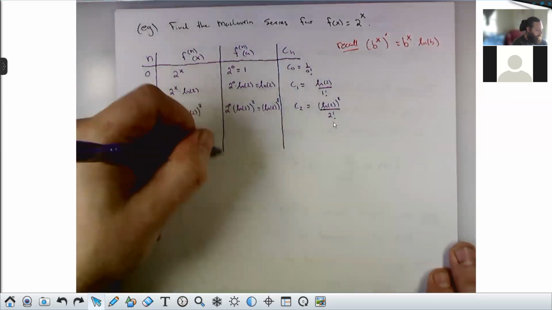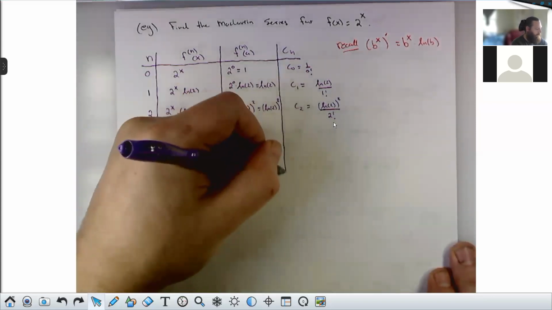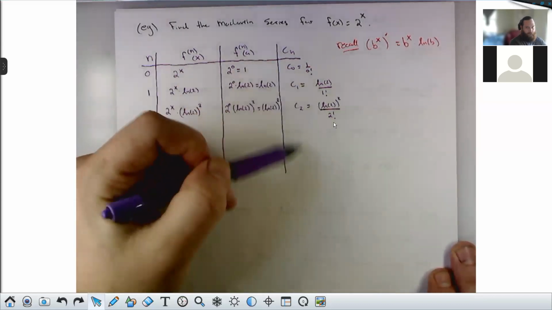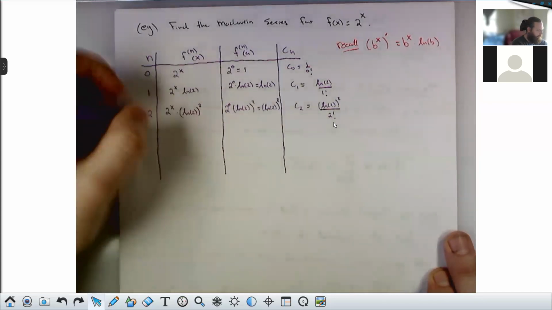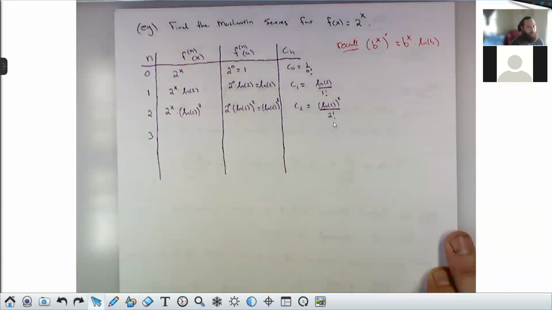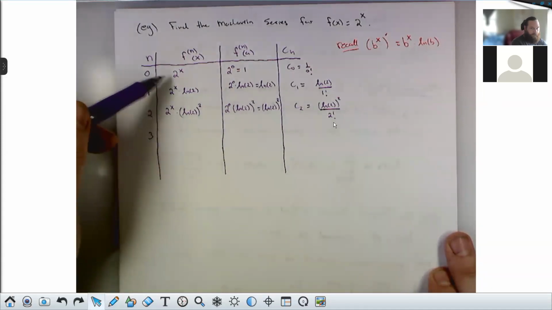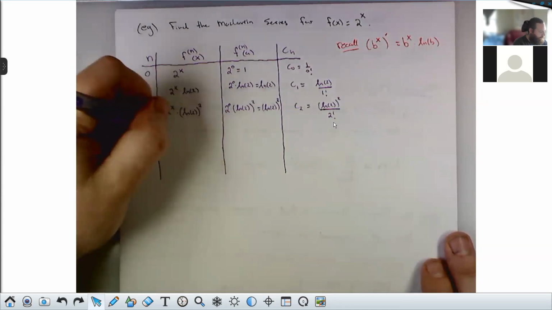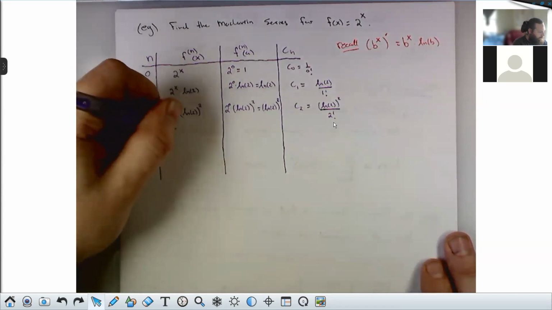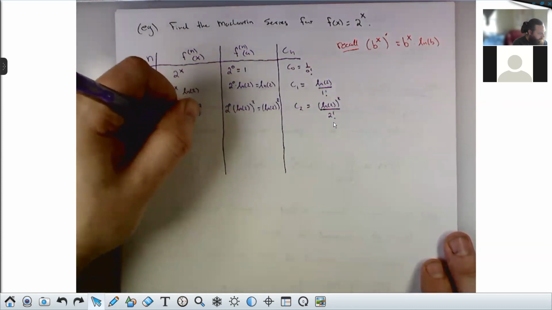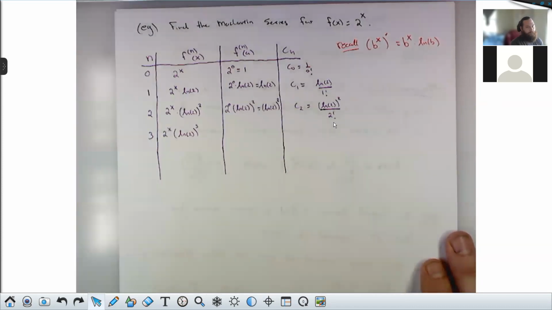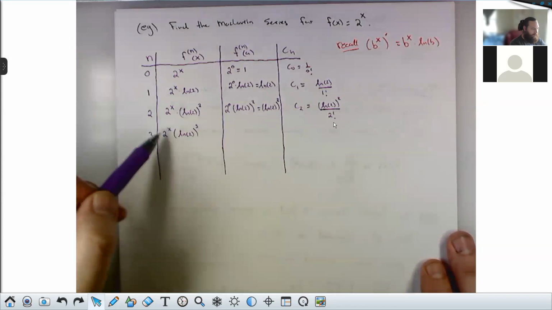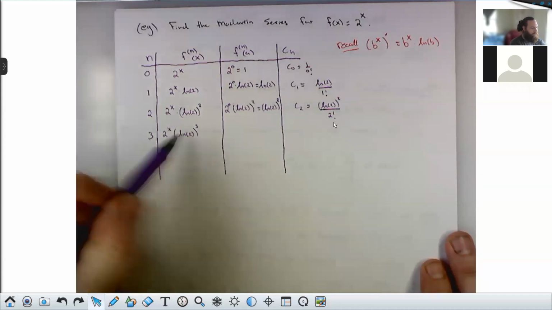I'll do 1 or 2 more here until we see the pattern. Remember, we're looking for a pattern in this column. So the n equals 3 row of my table means I need the third derivative of 2 to the x. It means I need to differentiate this 3 times. Well, here's the first derivative, here's the second derivative. So if I differentiate this again, I'll get the third derivative. That will be 2 to the x times the natural log of 2 cubed. Every time I differentiate 2 to the x again, I get another copy of ln2 from this rule.